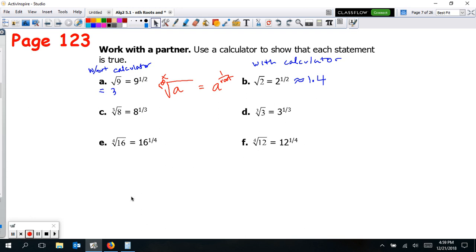So go ahead and stop it and try these next 4 problems. These ones do without the calculator, and try these ones with the calculator and see how you do. And then play it again.